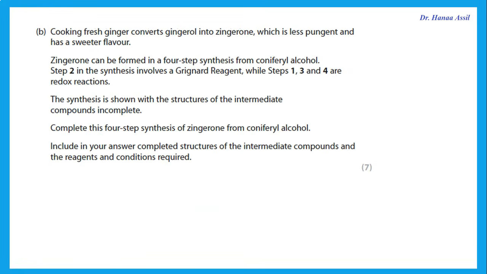Cooking fresh ginger converts the gingerol into something else which is less pungent and has a sweeter flavor. This compound can be formed in a four-step synthesis from coniferyl alcohol. Step 2 in the synthesis involves a Grignard reagent, while steps 1, 3, and 4 are redox. The synthesis is shown with structures of the intermediate compounds. Complete this four-step synthesis and include in your answer completed structures of the intermediate compounds, reagent.